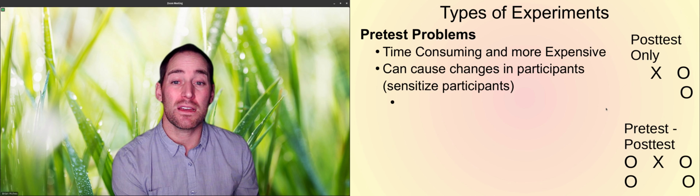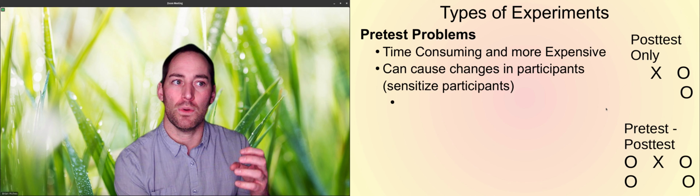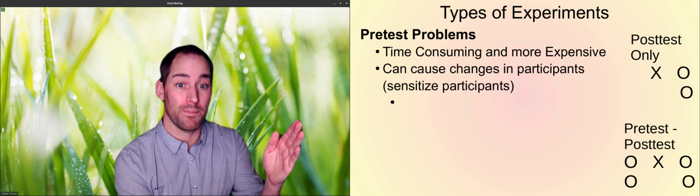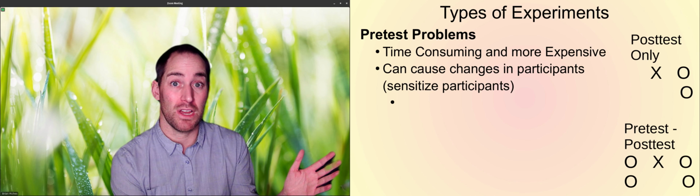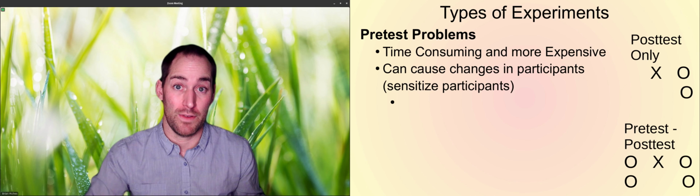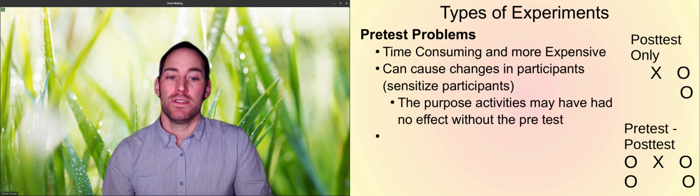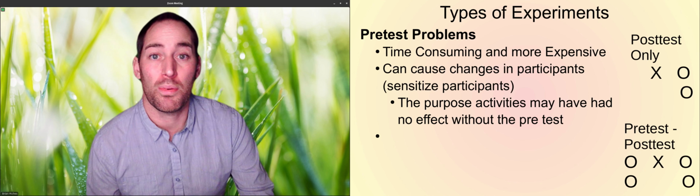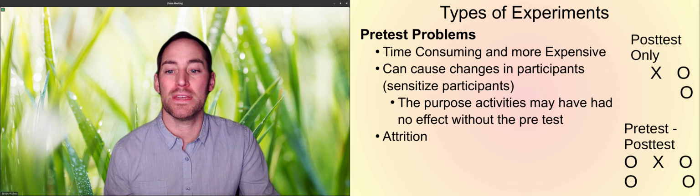You can cause changes in participants. You basically sensitize them. If you have the pretest, maybe pretest plus intervention makes a change. But maybe the intervention by itself doesn't make the change. Maybe it's only pretest and intervention, right? So you can sensitize participants. So the purpose activities, maybe they would have had no effect if we didn't do a pretest about purpose first, right?